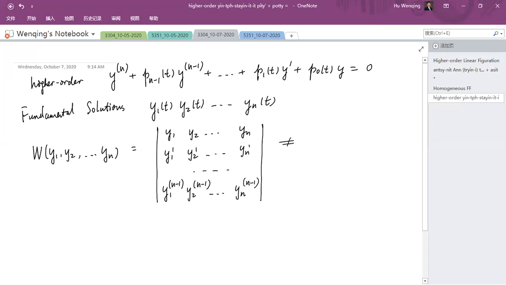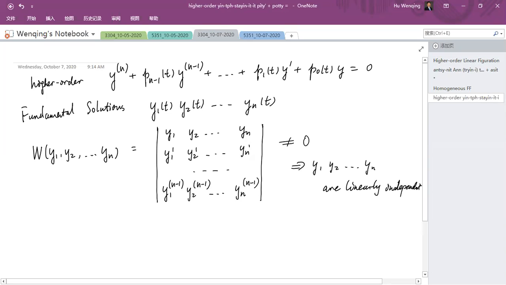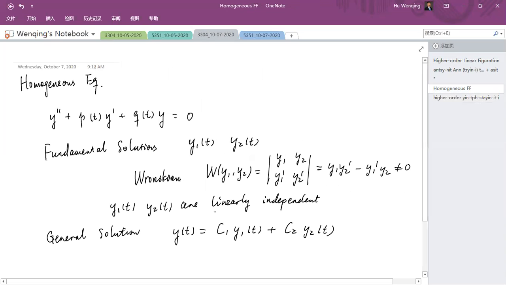So let's say formally, if the Wronskian is non-zero, then we're going to say y1, y2, until you reach yn are linearly independent. Right, so these functions are going to be linearly independent, just like what we said before.